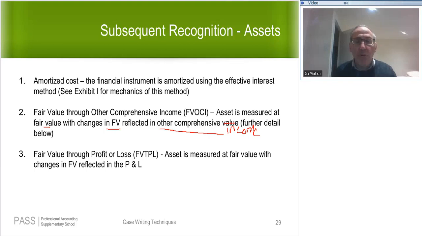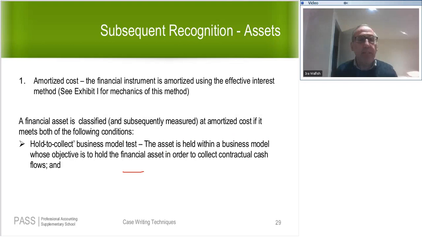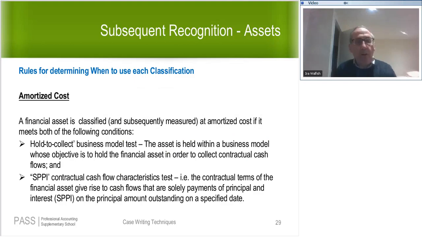The obvious question is, how do I decide how I'm going to classify a particular asset? And that's what we're going to spend a few minutes on. That's where the complexity comes in. Let's start off with amortized cost. Under what conditions would I classify a financial asset, say an investment, at amortized cost?